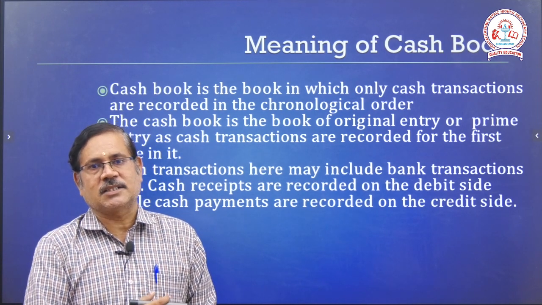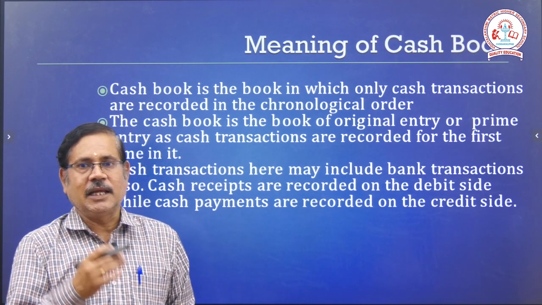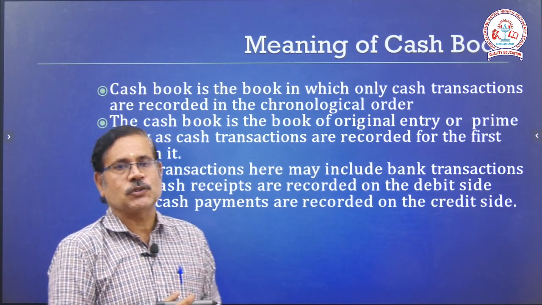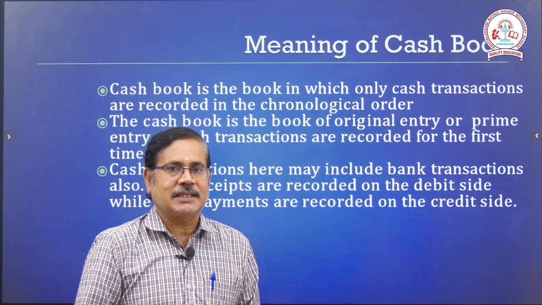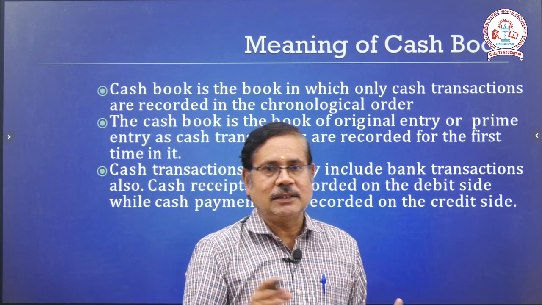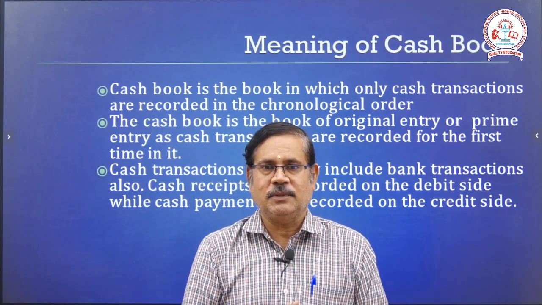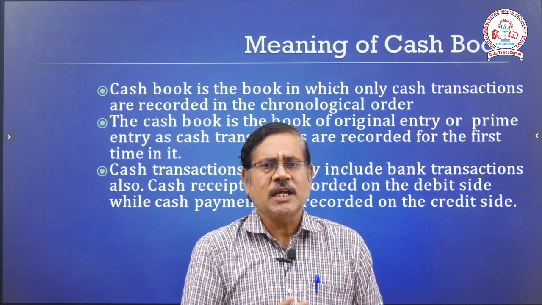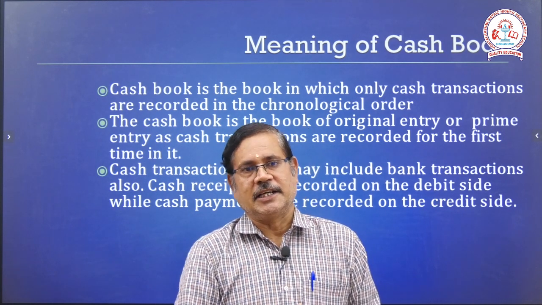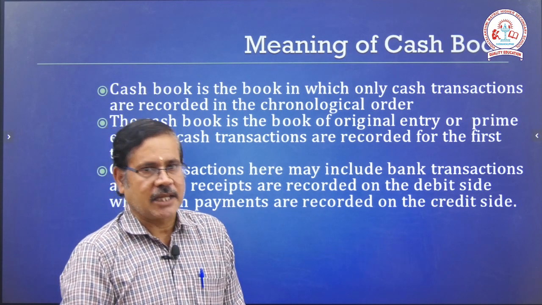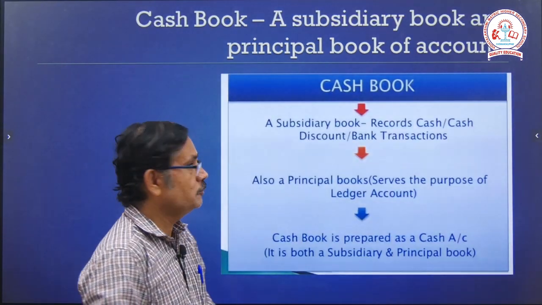Here the cash transactions mainly include bank transactions also, and cash receipts and cash payments. In this ledger, two columns are there. On the left hand side we record the cash receipts, and on the right hand side, the credit side, we record the cash payments. This is the meaning of our cash book. Now we will go to the next heading.